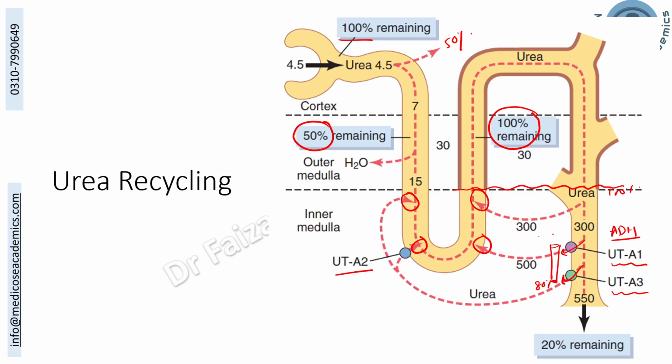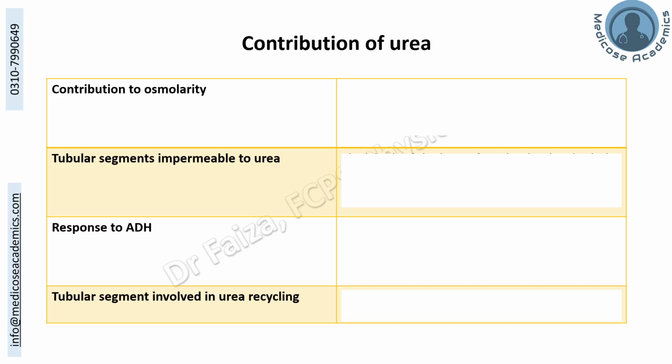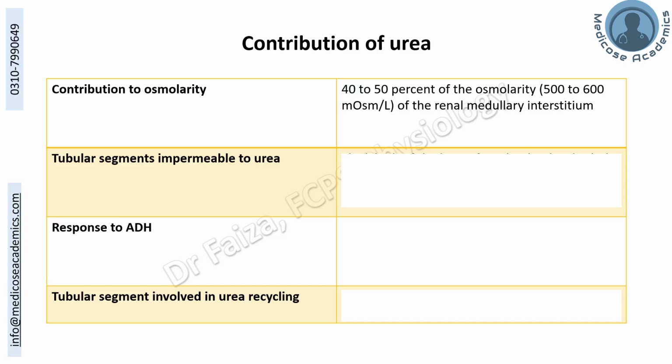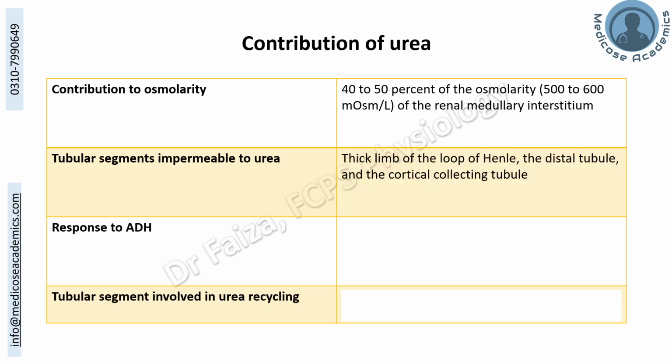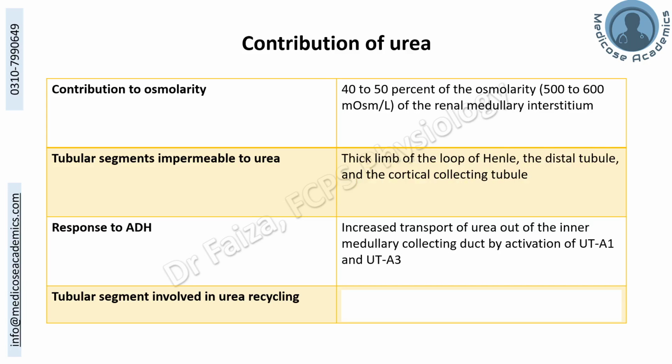And what gain do we have from this? A higher medullary interstitium osmolarity. So this is how urea recycling plays its role in keeping the medulla of the kidney osmotic. As this is impermeable in the cortical segments, it does not contribute to the cortical hyperosmolarity, which is not existing actually. So 40 to 50% of the medullary osmolarity is contributed by urea recycling. Some segments are, however, impermeable to urea. Antidiuretic hormone inserts urea transporters A1 and A3 on the inner medullary collecting duct, and the thin loop of Henle is facilitated by urea transporter A2.